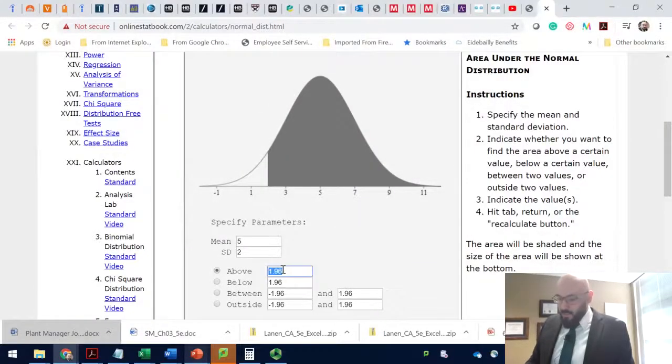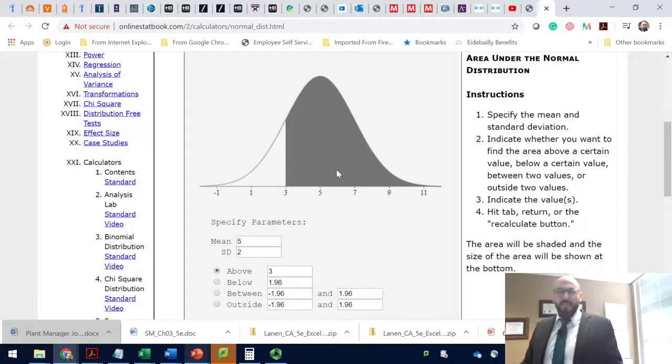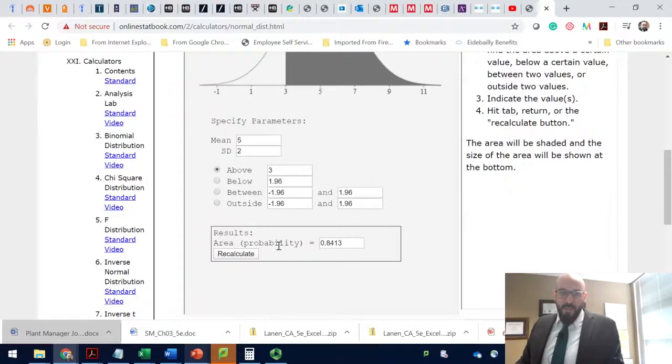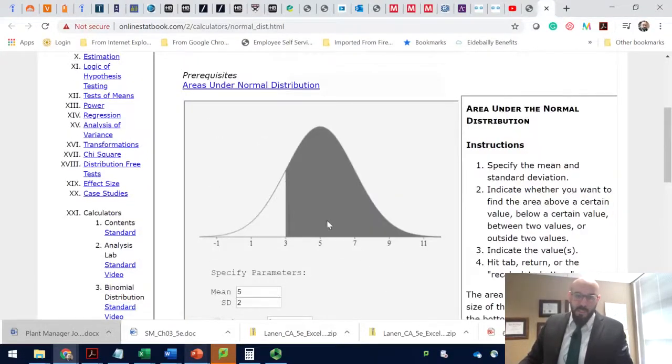The nice thing about this is that it's kind of a simulation where you see the shape of the normal curve. Here we have 5 as the mean, 2 as the standard deviation, and we're trying to find the area above the score 3. This gives you the probability, 84.13%. 84.13 is this area right here.